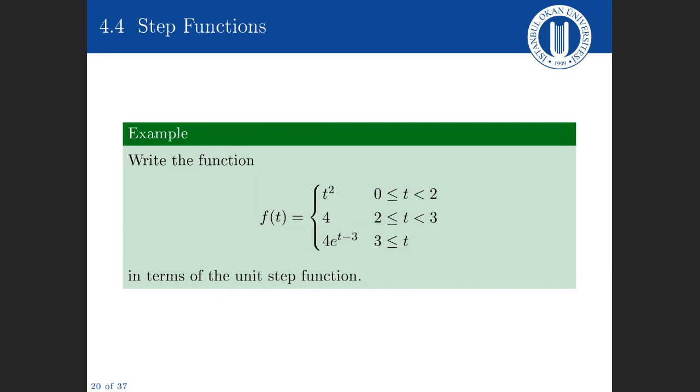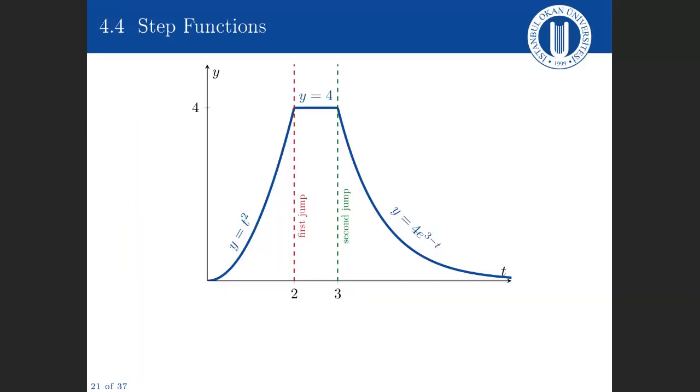One more example. Write the function f of t equal to t squared, then 4, and then 4 e to the power of (t minus 3), in terms of the unit step function. Here's a graph of this function. This is actually a continuous function just because of the way I've chosen the numbers. But still, the function is changing its behavior at 2 and at 3, so I'm still using the same terminology. I'm still saying that it has a jump at 2 and at 3. It has a change or a jump at these points.